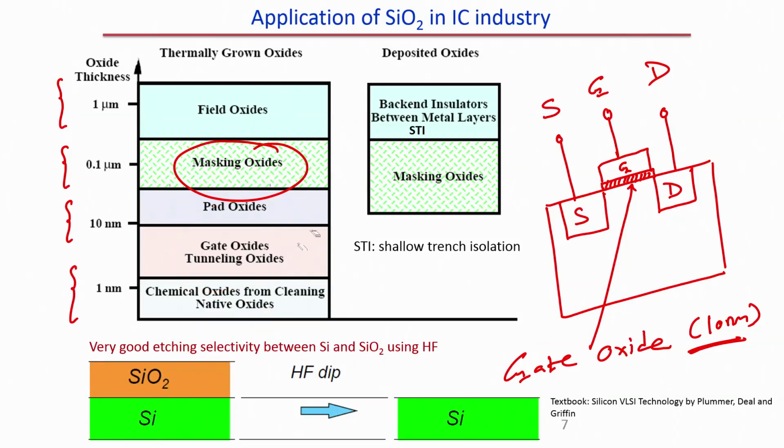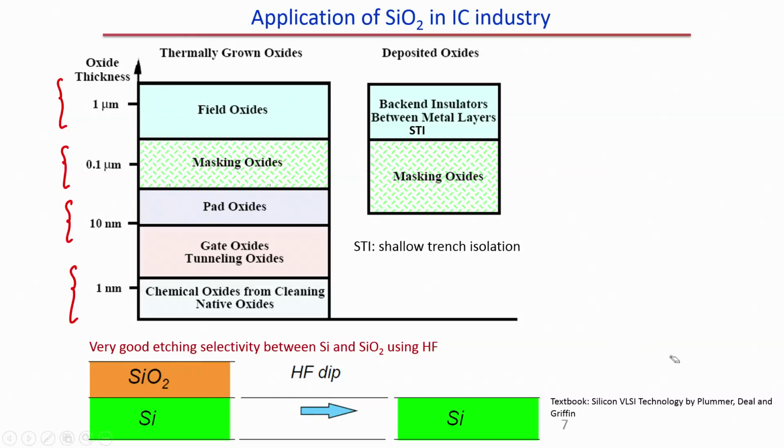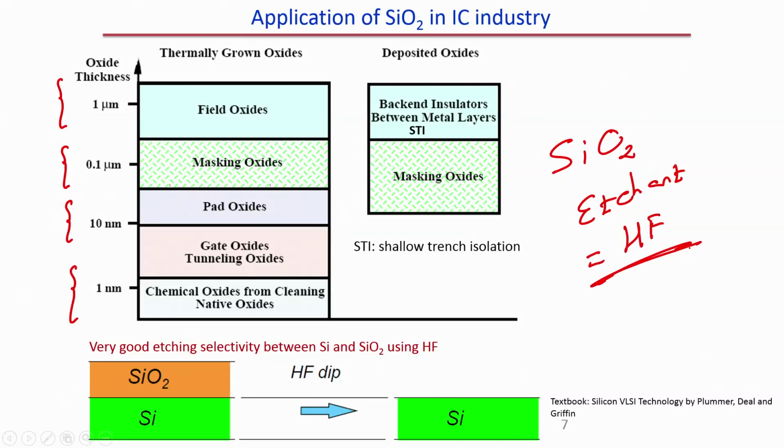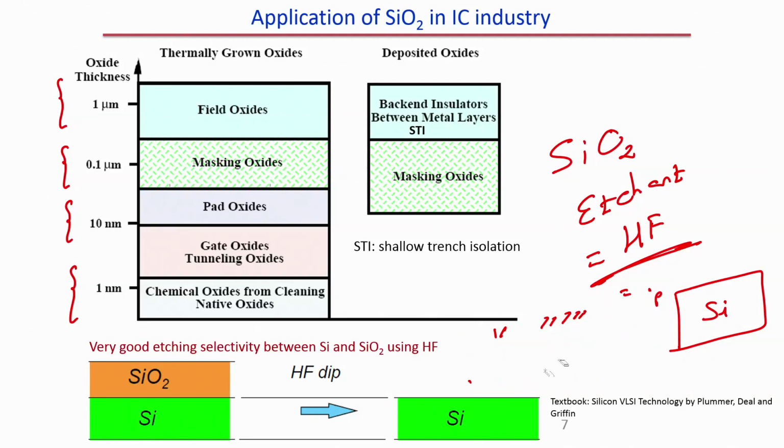So, what is the etchant for silicon dioxide? We have seen the etchant for silicon, but how can we etch silicon dioxide? The silicon dioxide etchant is hydrofluoric acid, HF. If you dip an oxidized silicon wafer, silicon with SiO2, in an HF dip, what you will get is silicon. So, HF, which is hydrofluoric acid, is the etchant for silicon dioxide. You have to remember that whenever we use HF, it is for silicon dioxide.